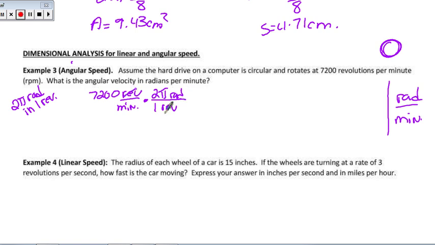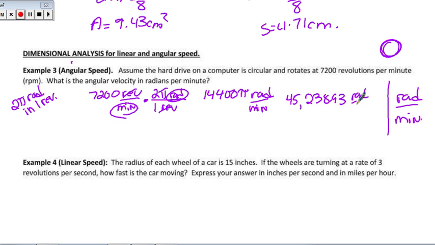And that's great. Now the revolutions cancel out. What I'm left with is radians per minute. And what I get here is 14,400 pi radians per minute. That's an exact answer. If you go ahead and get the decimal form of that, it would be 45,238.93 radians per minute. Both answers are acceptable there. Alright, so that's angular speed.